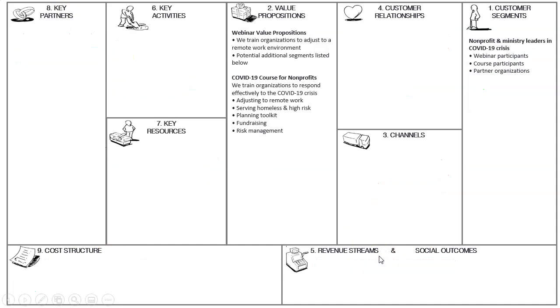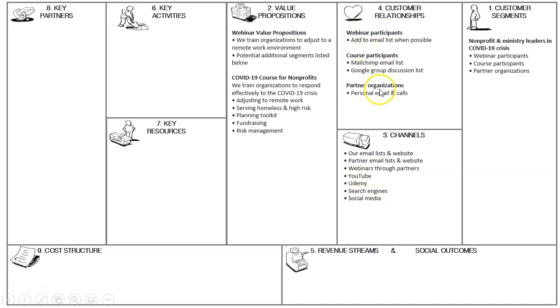So an example of how I did this for COVID-19, we looked at who are going to be our customers: webinar participants, course participants, partner organizations, and what are the value propositions. And then we looked at how can we promote this, and we had various channels that we used to promote that. Then what are the different ways that we're going to interact with the clients and customers. We looked at what would be revenue streams, and part of the feedback was we weren't able to get grants to sustain more on this.